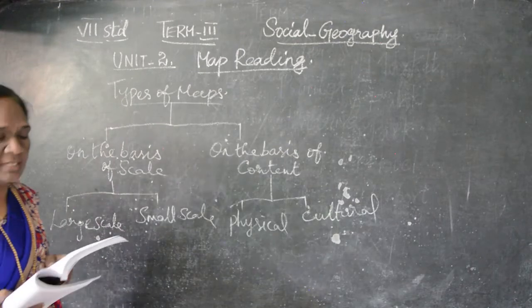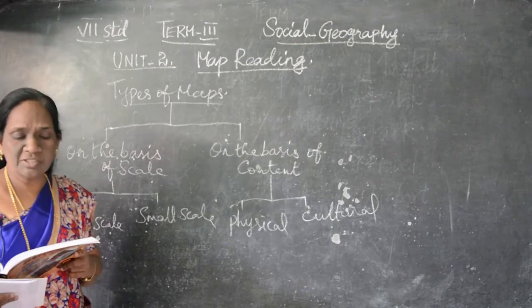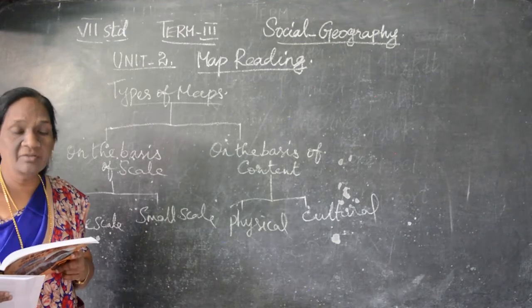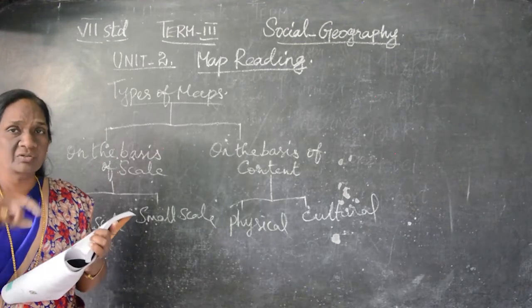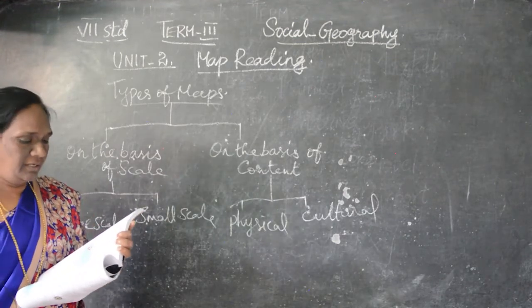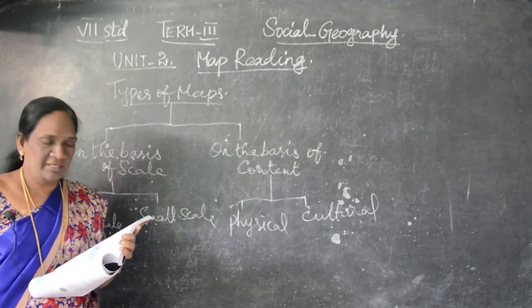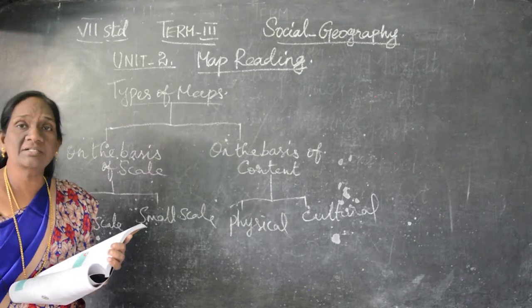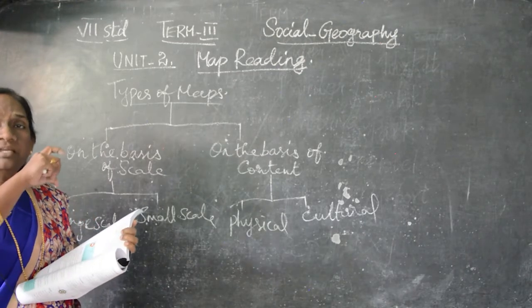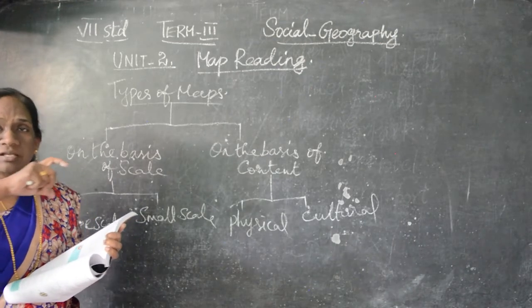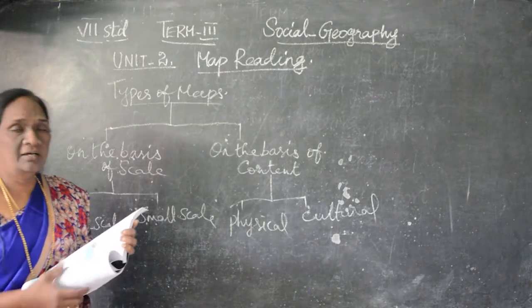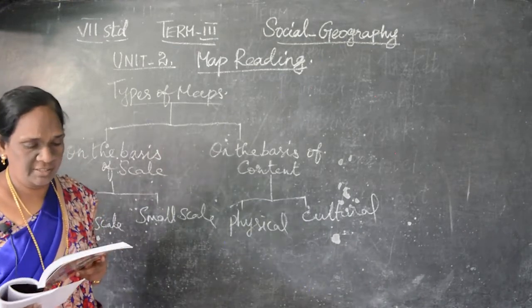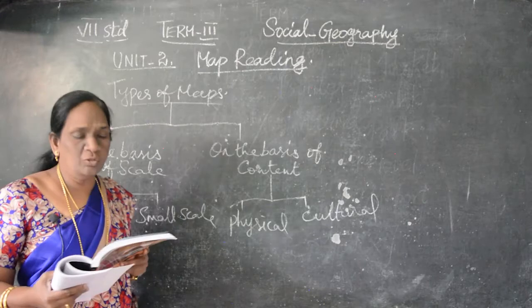The large scale maps show the small area in greater detail. சின்ன ஏரியாவை கூட பெரிய டீட்டெயிலாக காட்டுது நமக்கு. Because they are drawn on the relatively large scale, the cartographers use the large scale to draw the maps. Understand? In the large scale there are two types of maps.